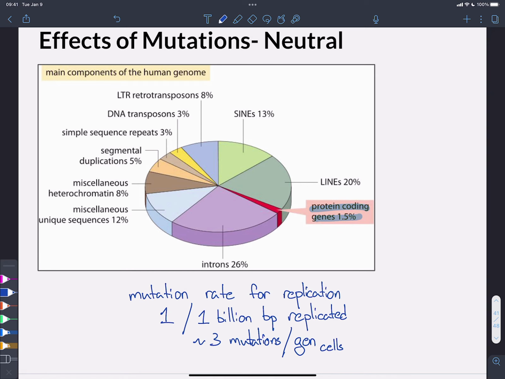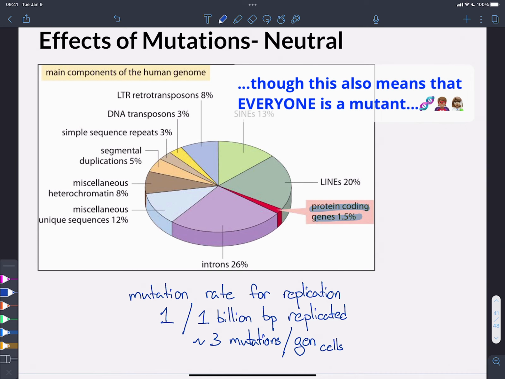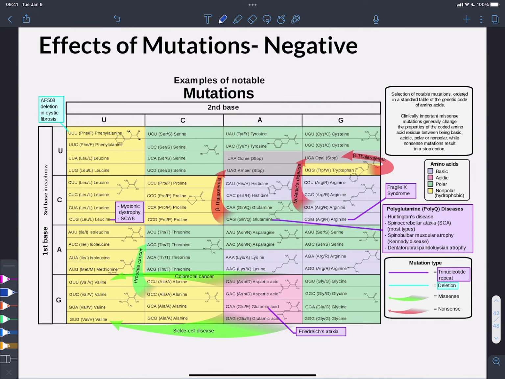So it's a good thing that much of our genome actually does not contribute to proteins and traits. Otherwise, our genome would mutate way too rapidly and the structures of those proteins would change too quickly in order for us to remain alive and functional. Of course, sometimes mutations occur that do have negative impacts.